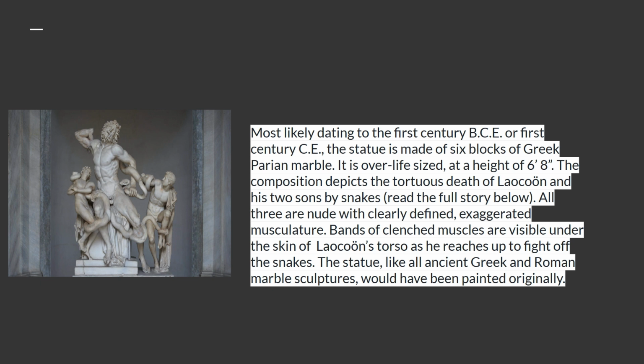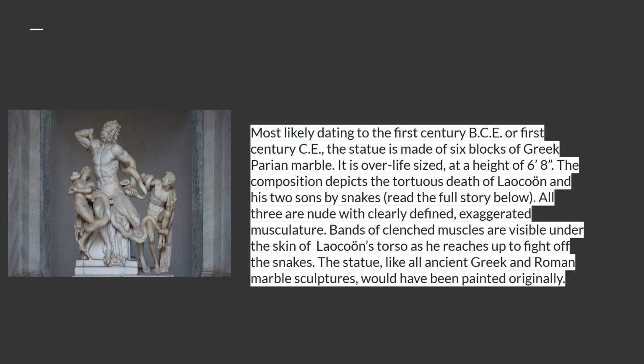This statue is made of 6 blocks of Greek Parian marble. It is over life size at a height of 6'8". The composition depicts the torturous death of Laocoon and his 2 sons by snakes. All three are nude with clearly defined exaggerated musculature. Bands of clenched muscles are visible under the skin of Laocoon's torso as he reaches up to fight off the snakes. The statue, like all ancient Greek and Roman marble sculptures, would have been originally painted.